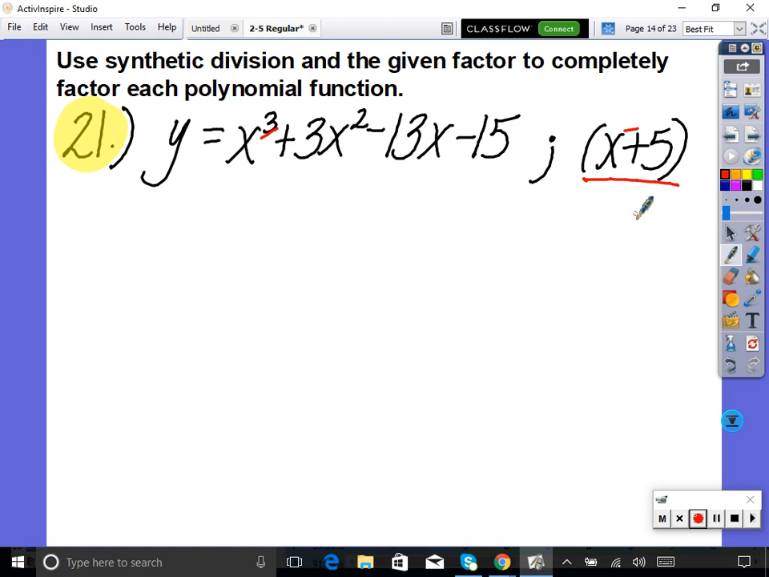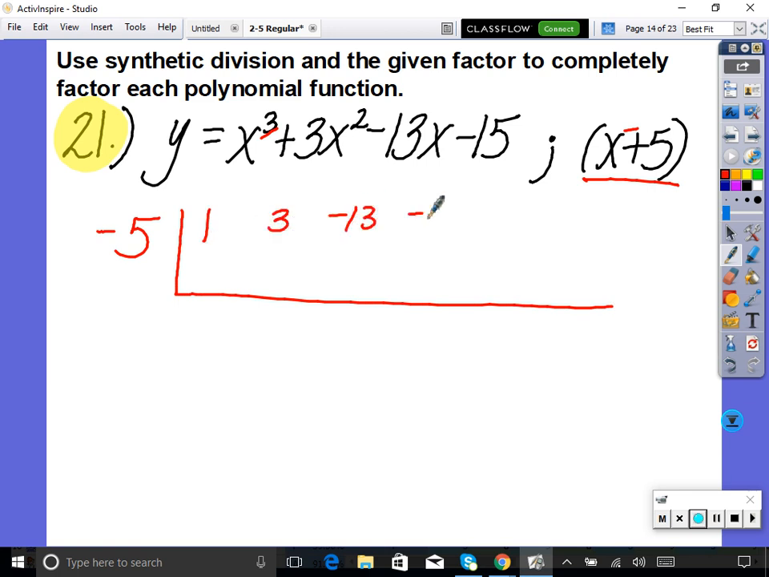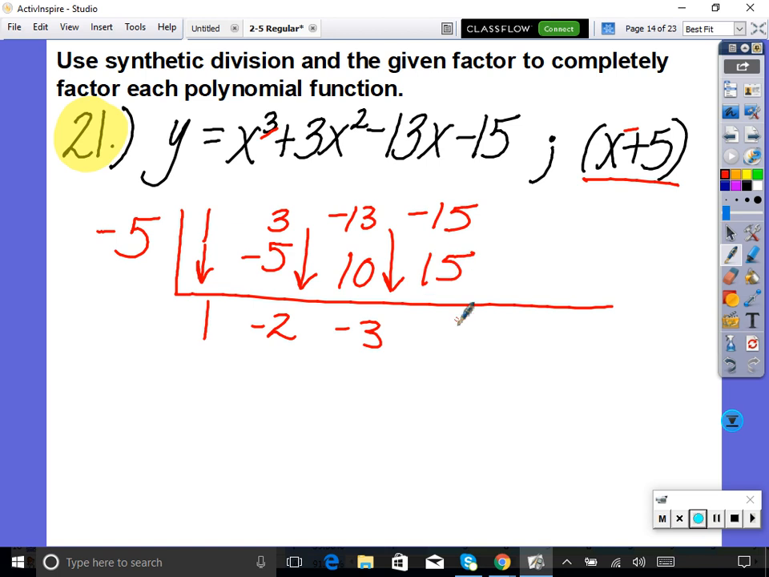Right? Okay, so let's divide this. Let's do it synthetic division style. So we have negative 5, because we're using the solution. 1, 3, negative 13, negative 15. Here we go. 1 times negative 5, add straight down. Add straight down. Add straight down. 0, which makes sense, because they told us that x plus 5 would be a factor. Does that make sense, everybody?